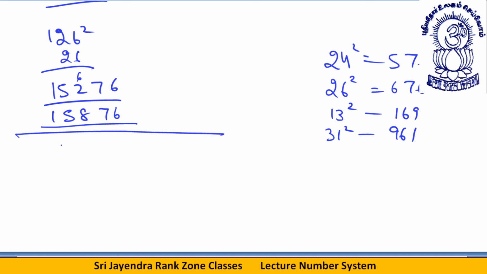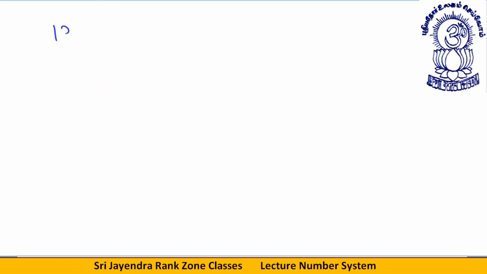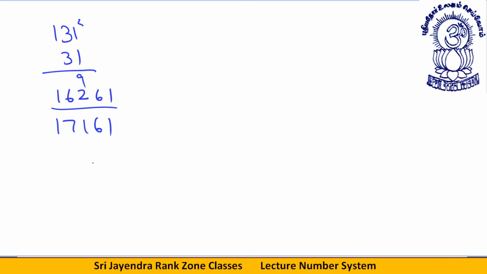Okay, now 113 square, 13 more than 100, it becomes 126. 13 square is 169, it becomes 12769. Let's take 131 also. 131 square, 31 you add, you get 162. 31 square is 961. See how easy the things are getting. 172, 17161.